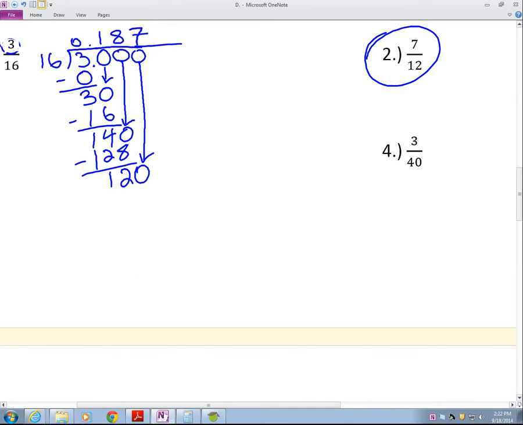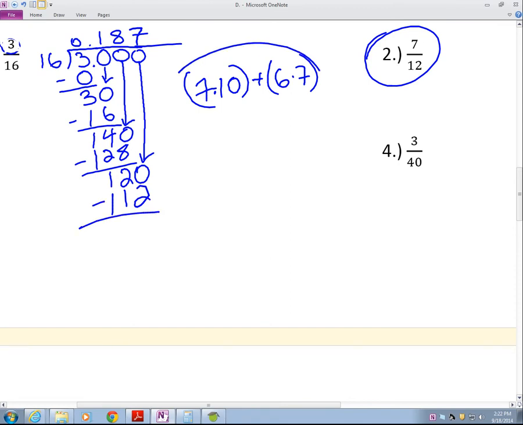Okay, 7 times 10 equals 70 plus 6 times 7, which is 42, which is going to be 112. This is how you do quick multiplication through the distributive property. You know what 7 times 10 is. If you're trying to do 7 times 16, you know what 7 times 10 is. You know what 7 times 6 is. You add those two together. That's how you do quick math. Okay, 120 minus 112 is 8.